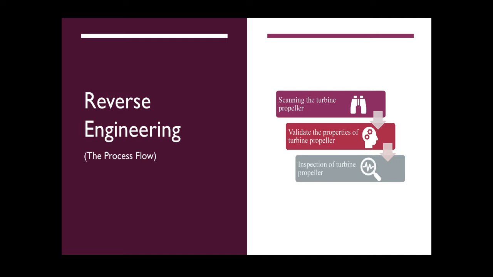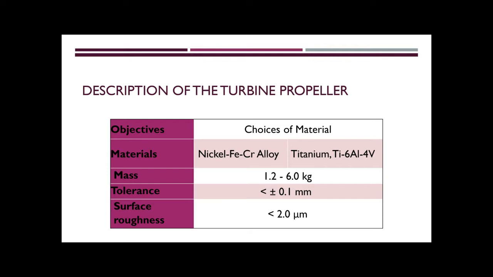Next, we will validate the properties of the turbine propeller by using two software, which are CES EduPack 2019 for selecting the best materials and ANSYS software for finite element analysis, or we call it FEA. Last but not least, we will do the inspection of the turbine propeller to see the variety of geometry and dimension. Next is the description. This description is more like an expected characteristic when producing the turbine propeller.